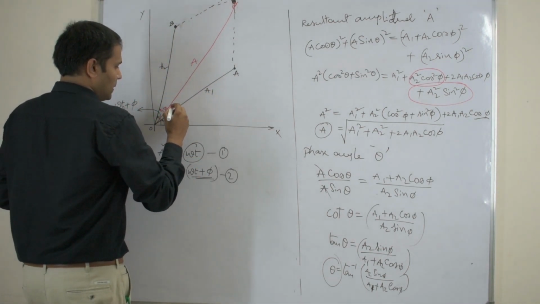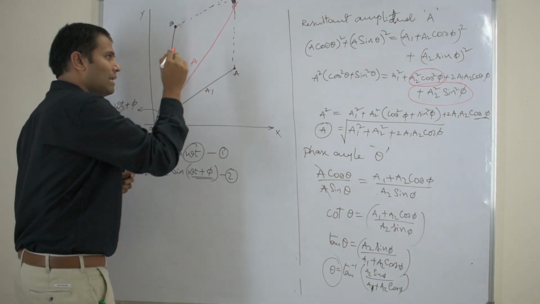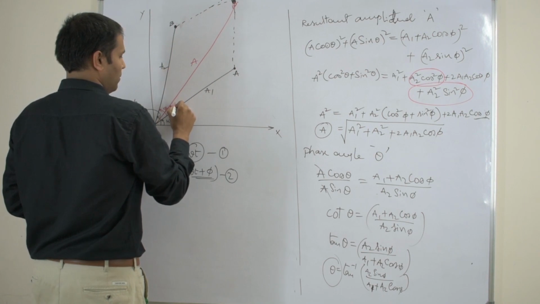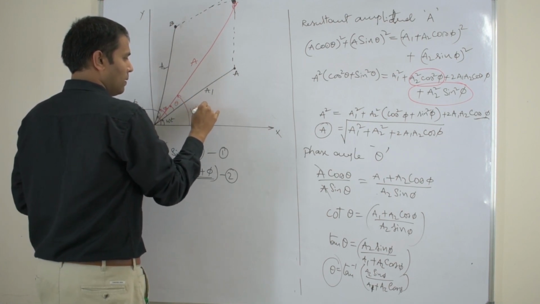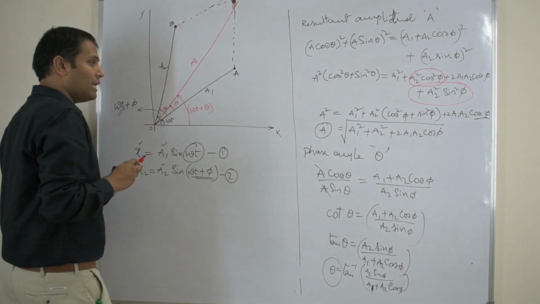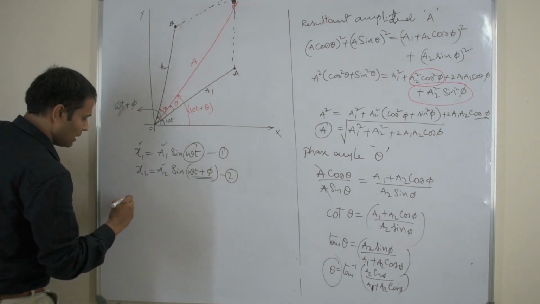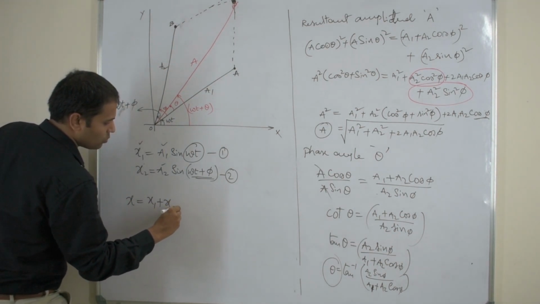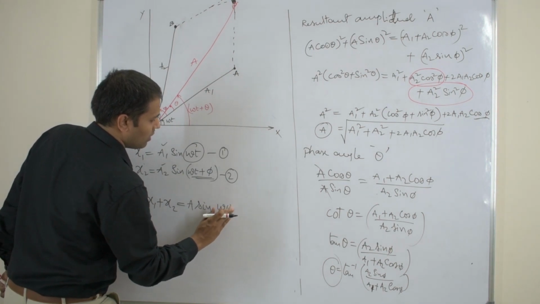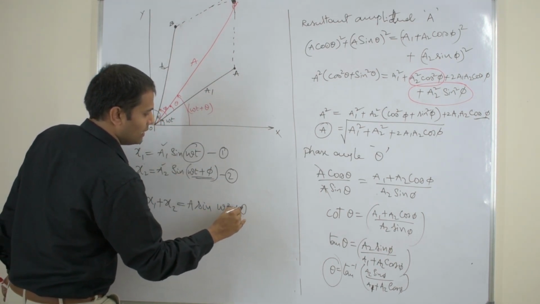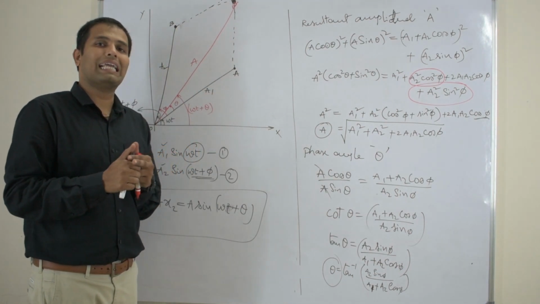The angle made by the diagonal with OA will be theta. So with the x-axis, this will be omega t plus theta. So that is the phase angle. If I write the equation for the resultant, x equals x1 plus x2 equals A sin omega t plus theta. This is how you can do it in the graphical method.